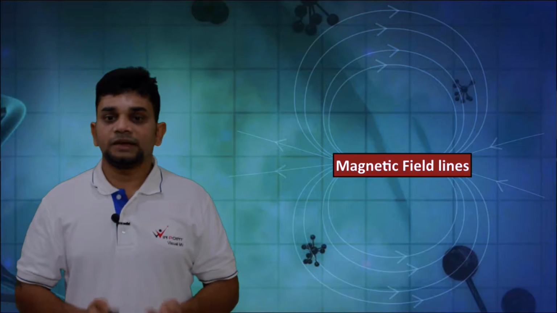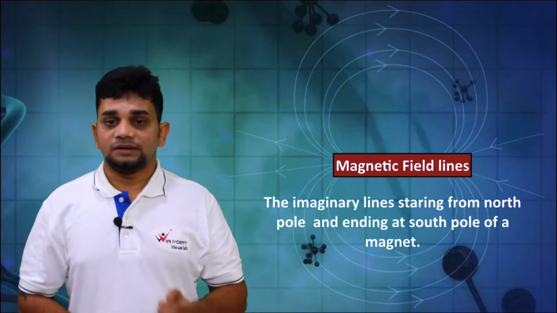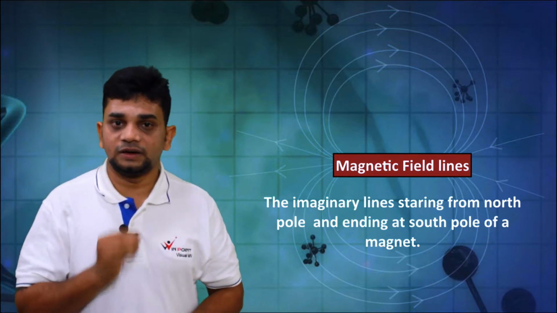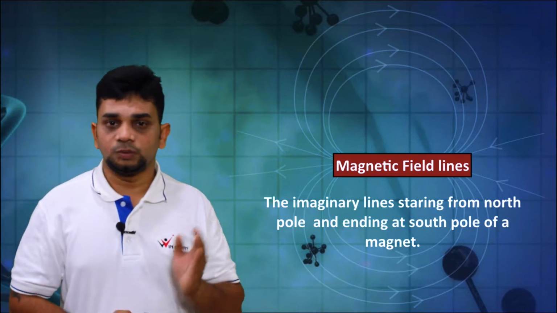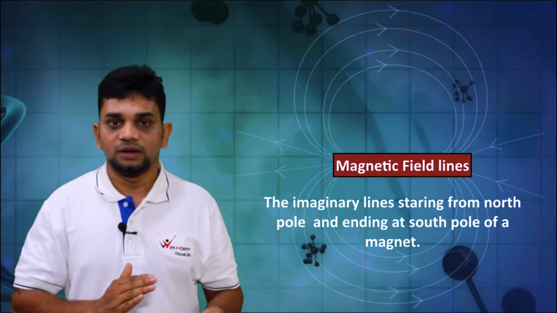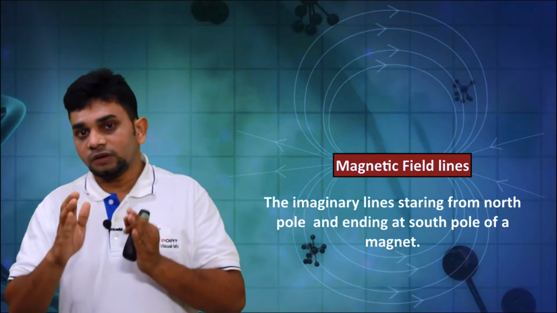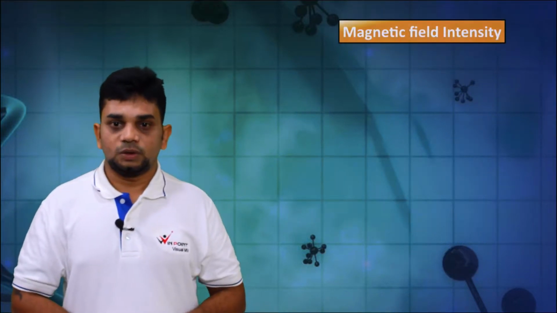Now let's write the definition for magnetic field lines. Magnetic field lines are the imaginary lines starting from the north pole and ending at the south pole of a magnet. These lines are known as magnetic field lines. Actually, it is not starting and not ending. It is a continuous circular loop, but it goes from the north pole to the south pole. That's the concept. Next topic, magnetic field intensity. What do you mean by the term intensity?